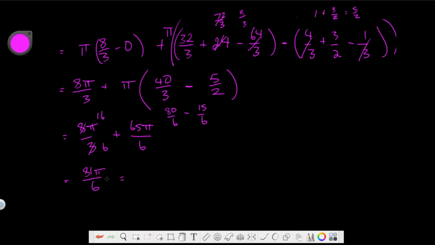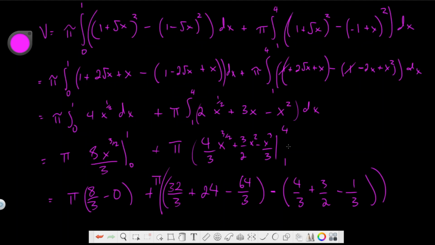And 3 goes into both of these. 3 goes into 81 27 times. 3 goes into 6 2 times. There is our answer. I guess you should write units cubed or something because it's volume. All right, I did not enjoy doing that integral at all, but it worked. 27 pi over 2, and that is the correct answer. This was nasty. We had to break it up into 2 integrals.